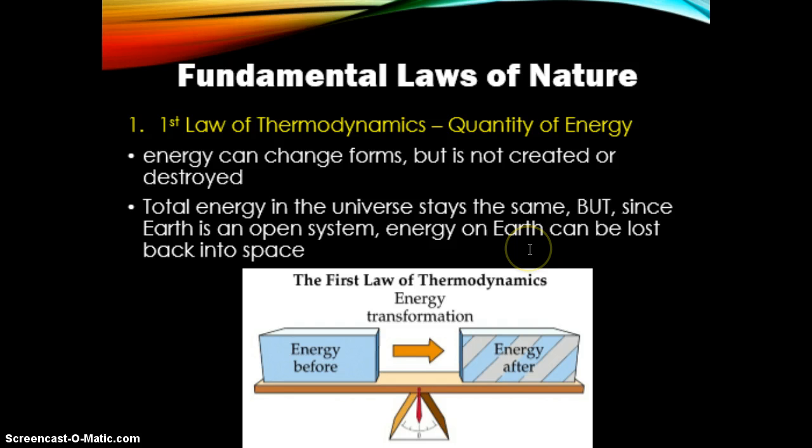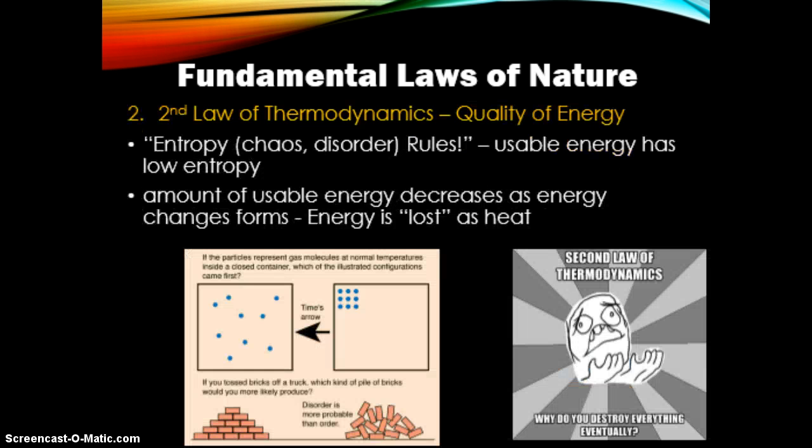So in the entire universe, again, the energy that we start with is going to be the same as the energy we end with, but it may have changed forms. It might be different types of energy now, but it's the same quantity of energy. So that's what the first law says. The second law, on the other hand, is all about quality of energy. So this is where that type of energy comes in.